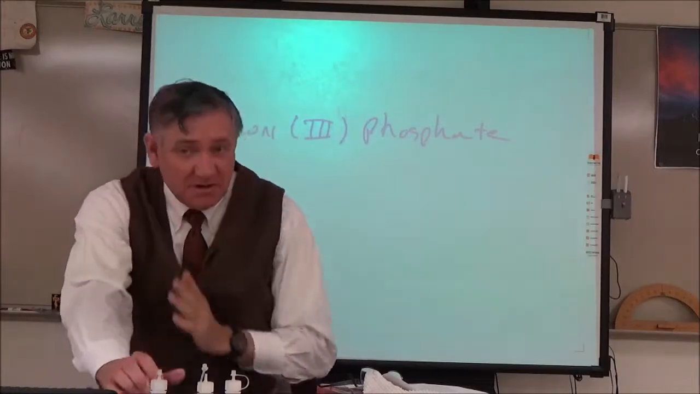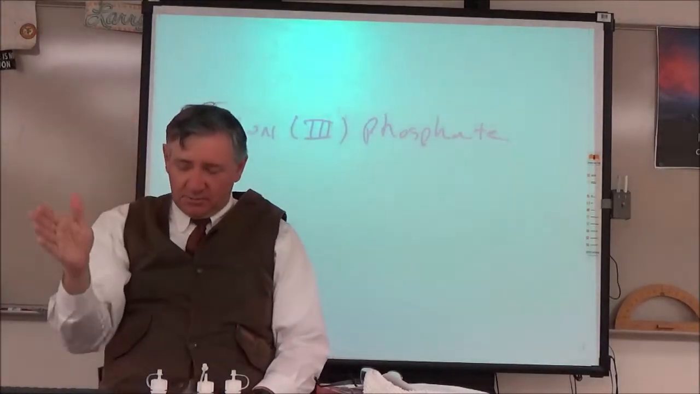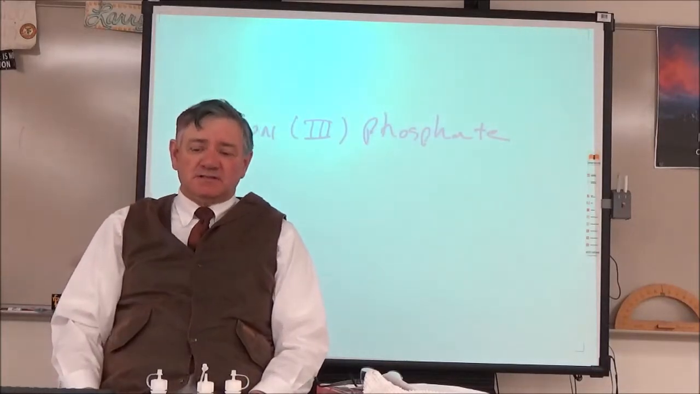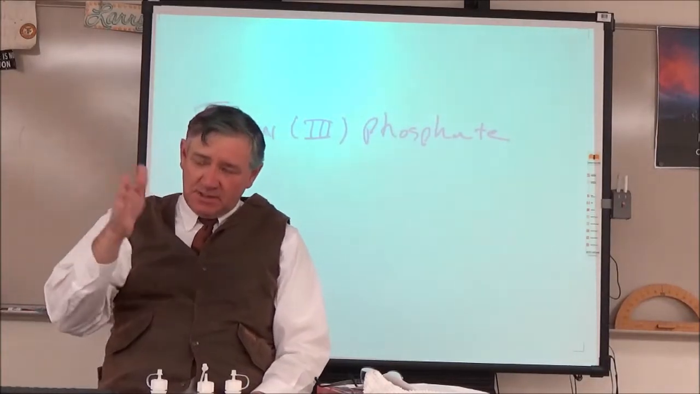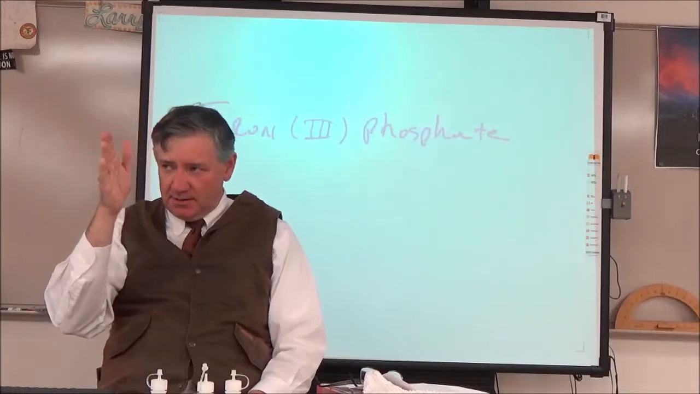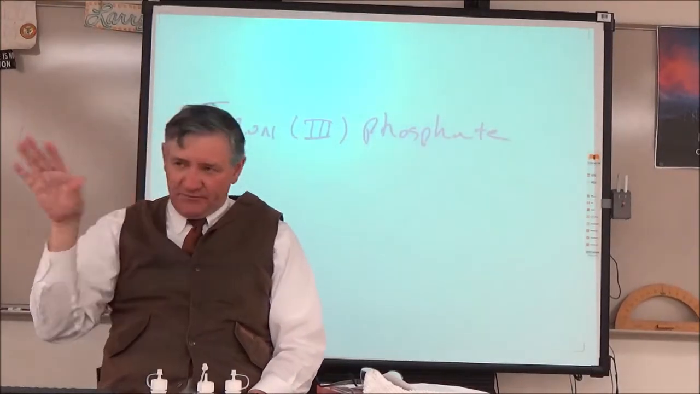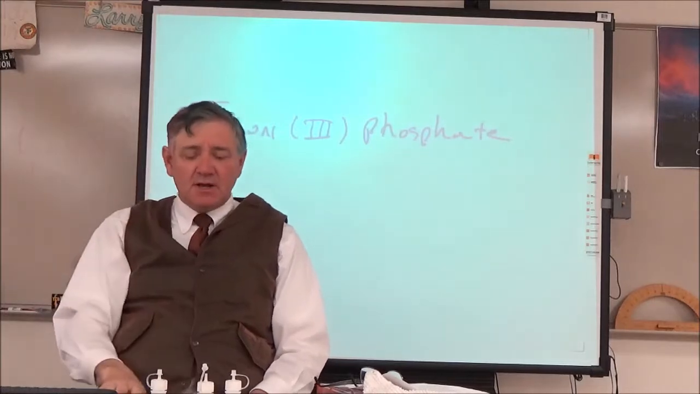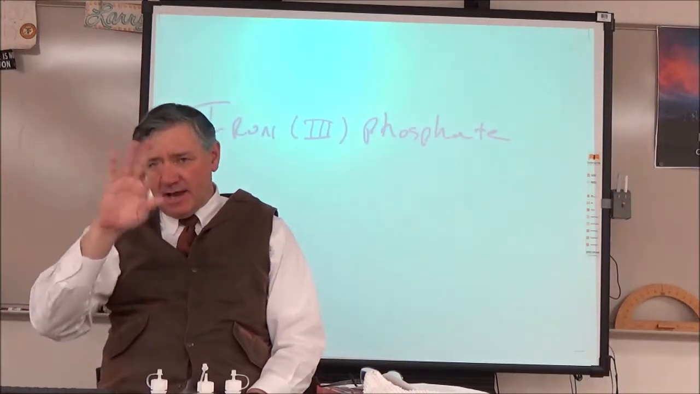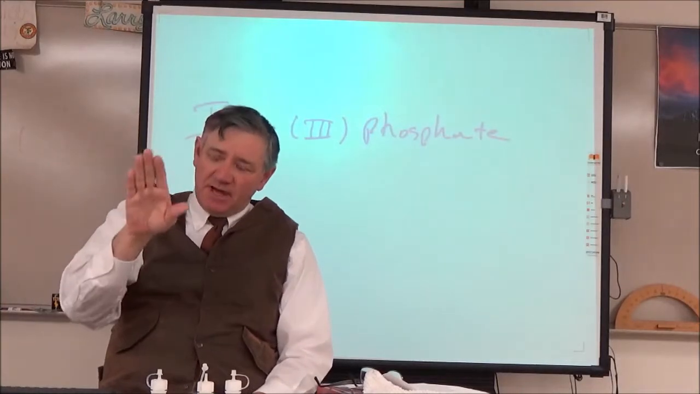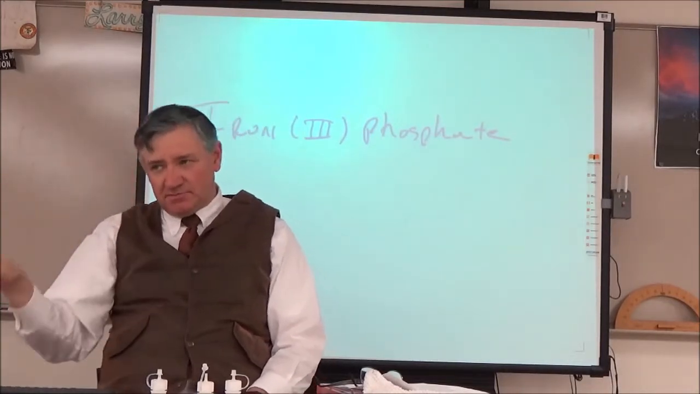So there are certain elements that have Roman numerals. And let me give you a historical perspective. It used to be when you named iron, for example, the Fe for iron comes from the word ferrous, it's a Latin word. So iron has two most likely oxidation states. It can be Fe2+ or it can be Fe3+.